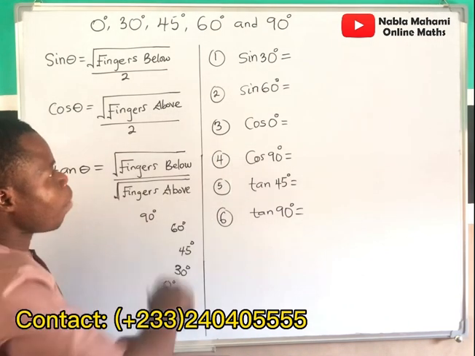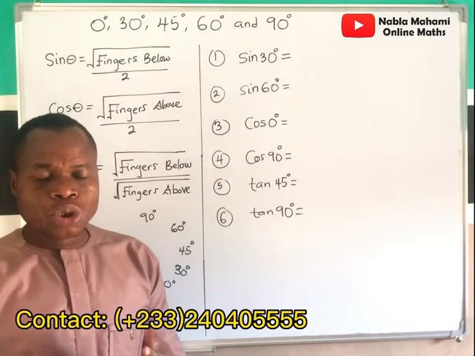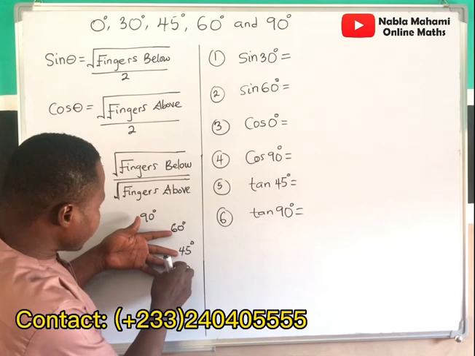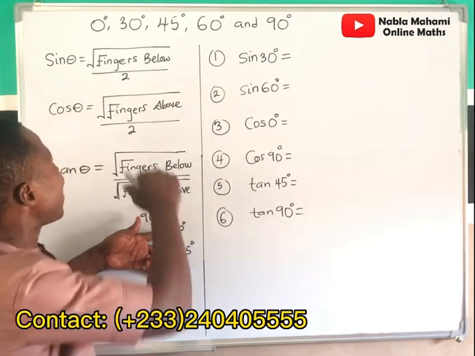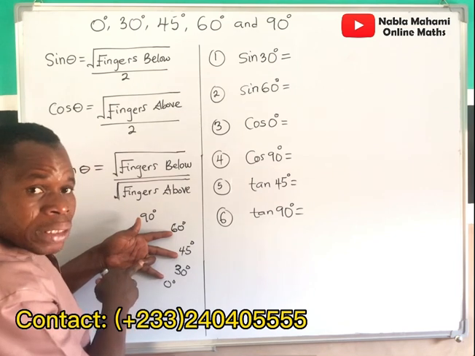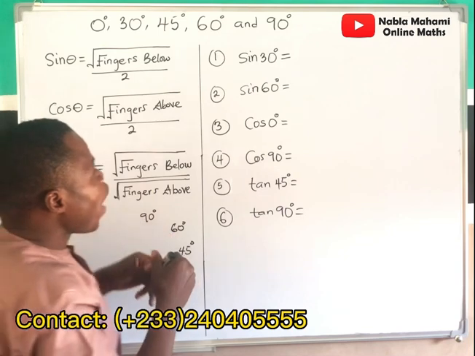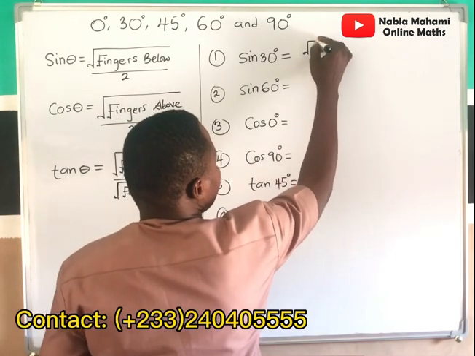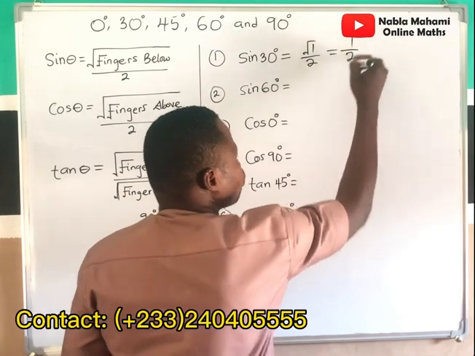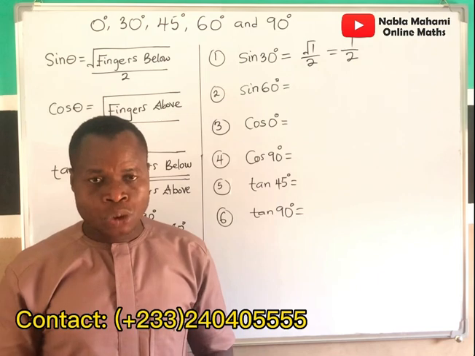So let's move to the examples. Example 1, I have sine 30 degrees. To solve sine 30 degrees, I will place my fingers this way, and then bend the 30 degrees finger. Sine is square root of fingers below all over 2. The fingers below the bent finger are only 1, that is the 0 degrees finger. So that means I'll have square root of 1 over 2. And square root of 1 is 1, so this simply means that sine 30 degrees is 1 over 2.